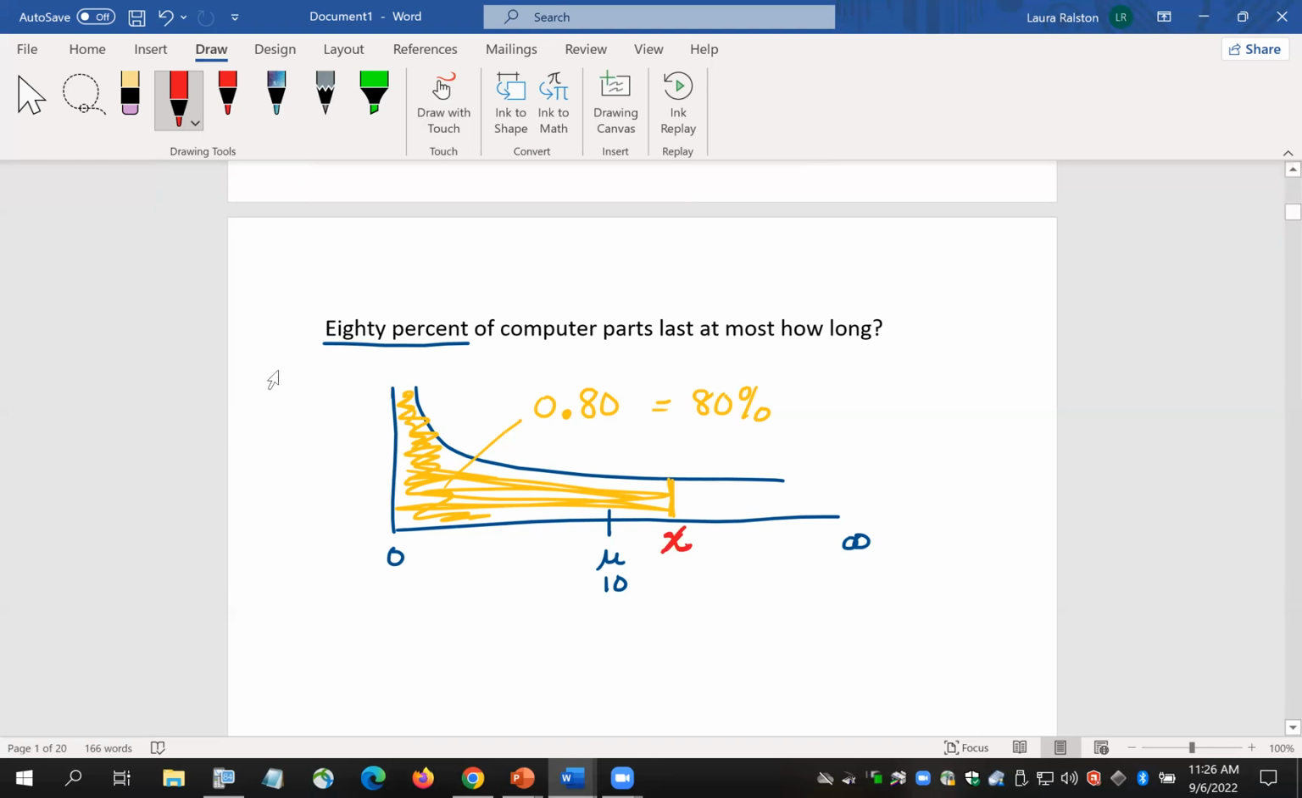Yeah, Abigail? I'm a little bit confused. Like, how do you know that that area that you outlined in that yellow, how do you know that is the 80%? Because the problem tells me it's 80%.